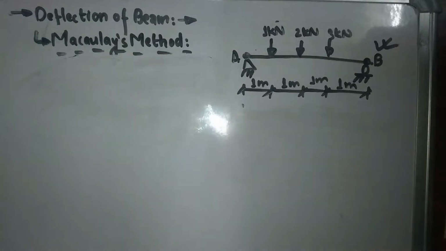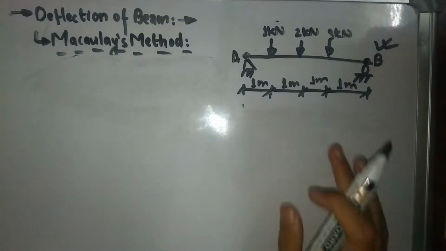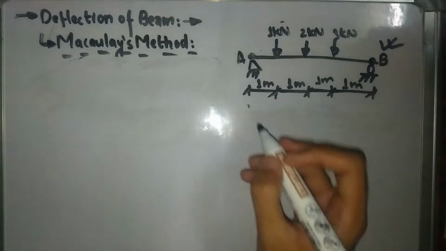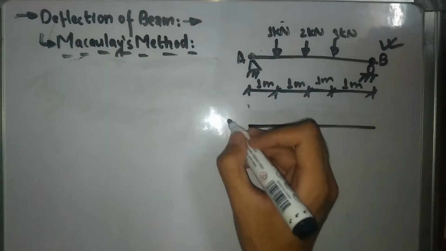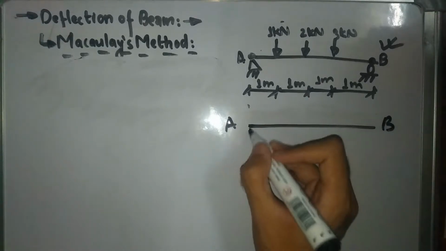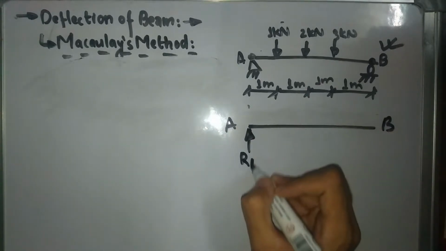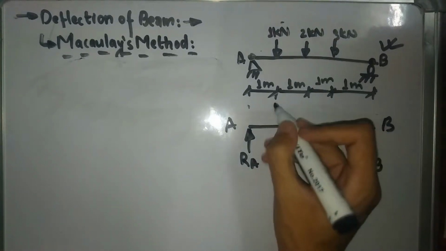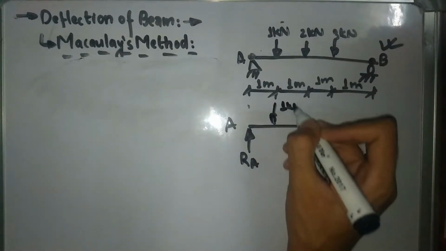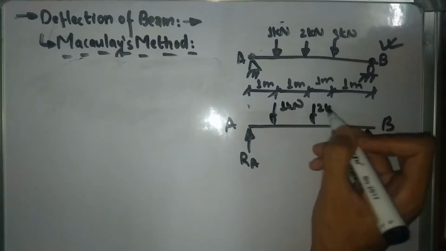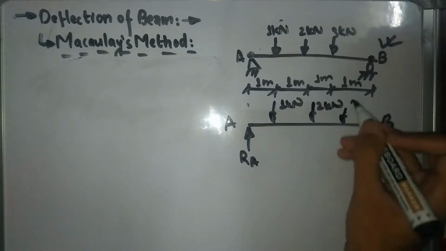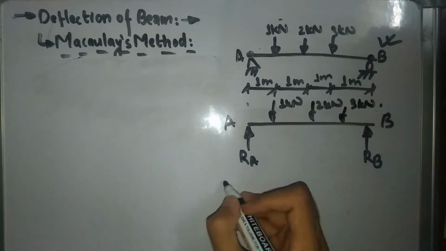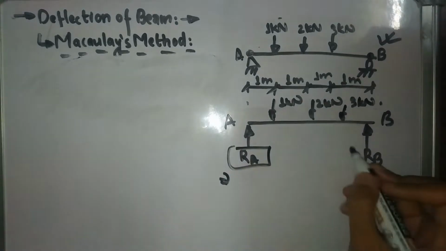Now for Macaulay method. Firstly, what we need to do is calculate our support reactions. So this is going to be my A, this is going to be my B. I'm going to have one support reaction RA over here. I'm going to have another support reaction RB over here, and I have 1 kilonewton, 2 kilonewton, and 3 kilonewton over here. So we are going to simply calculate the support reactions RA and RB.